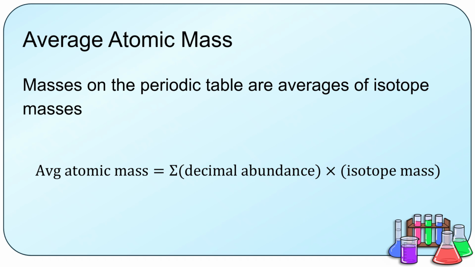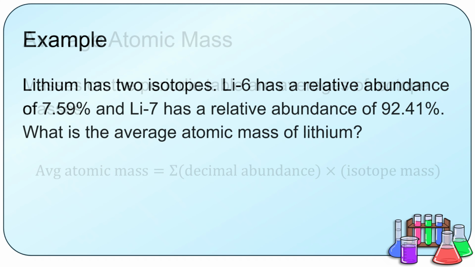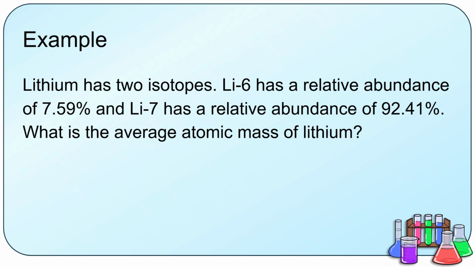Here's the equation. Average atomic mass is the sum of the decimal abundance times the isotope mass. This looks like a complicated equation, but let me show you how easy it is to use. Here's an example. Lithium has two isotopes. Lithium-6 has a relative abundance of 7.59%, and lithium-7 has a relative abundance of 92.41%. What is the average atomic mass of lithium?